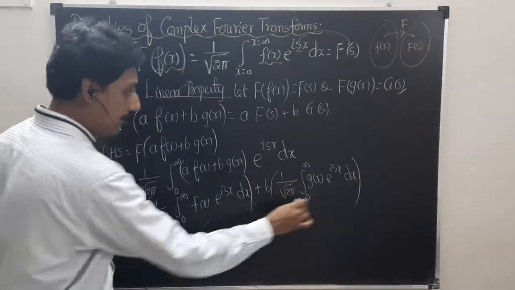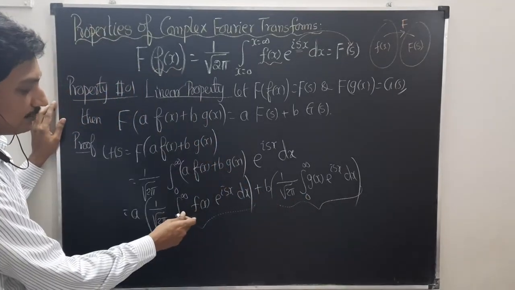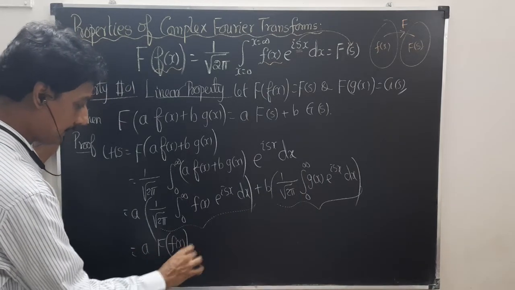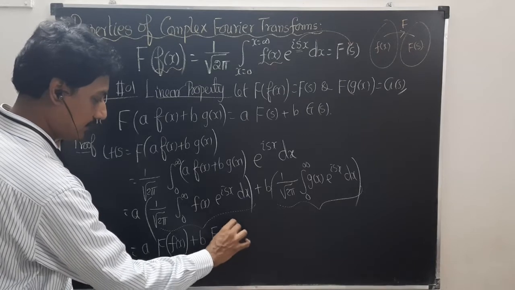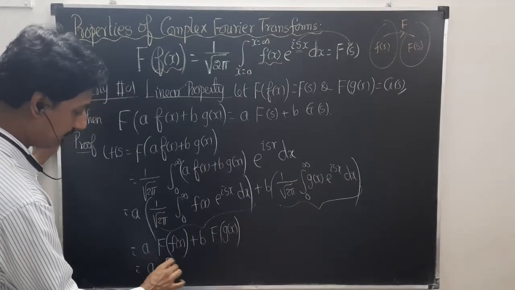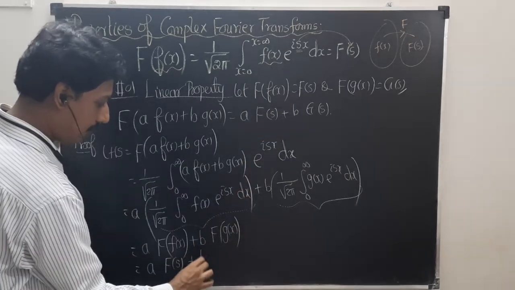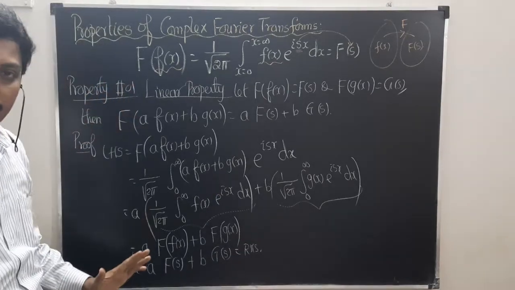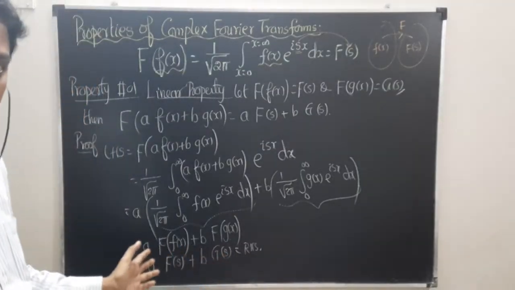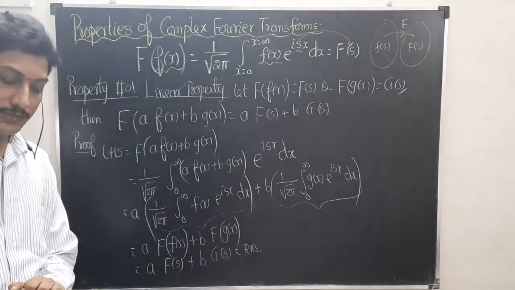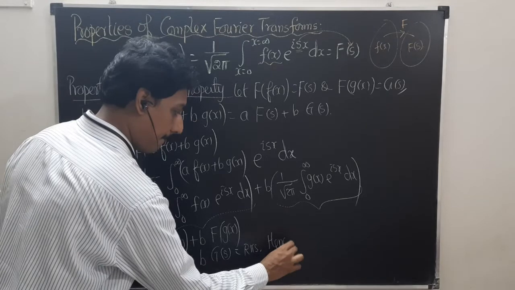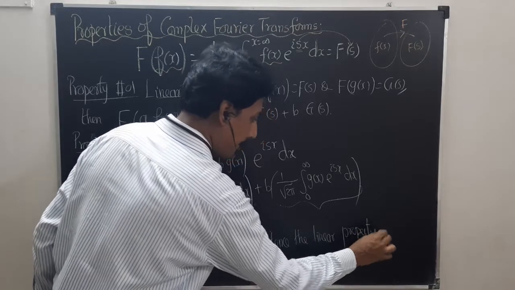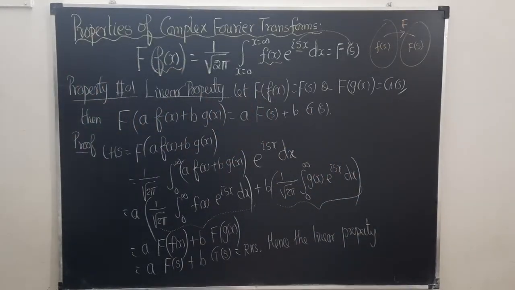Now this exactly looks like the definition of the Fourier transform of f of x, and the Fourier transform of g of x. So it's a times the Fourier transform of f of x plus b times the Fourier transform of g of x. We represent the Fourier transform of f of x as f of s, and the Fourier transform of g of x as g of s. So this is equal to the right hand side. Hence we have proved the linear property, because a and b are arbitrary constants. Clear? Got it? So this is the first property, the linear property.